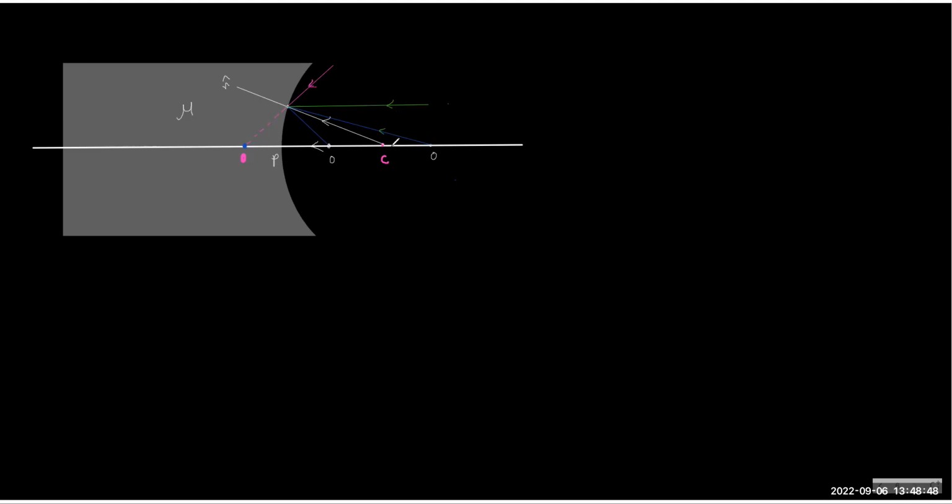Every light will bend towards the normal or away from the normal, because light is coming from the rarer medium. So it will bend towards the normal, isn't it? Okay. And where is the normal? You can see this is the normal. So this will bend like this, like this also.